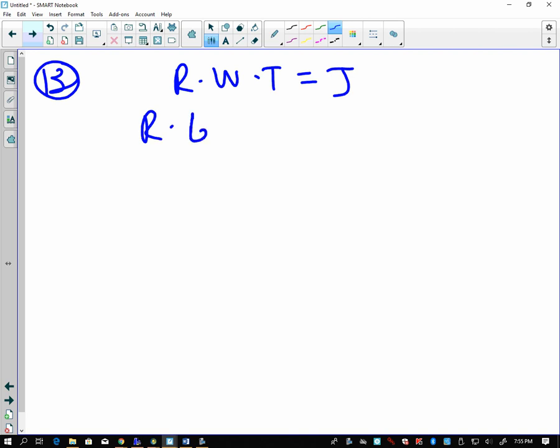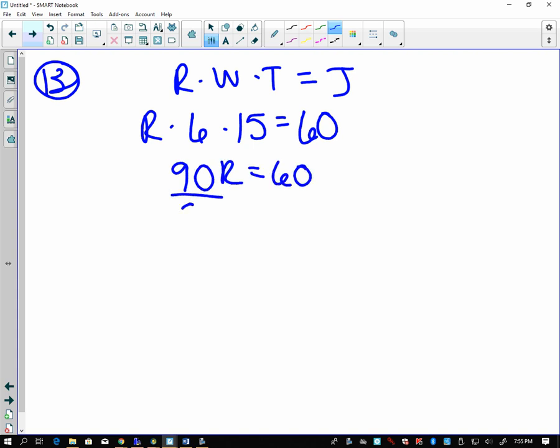Let's see, we've got 6 soccer players. They can eat in 15 minutes, and their job is to eat 60 hot dogs. Okay, 6 times 15 is 90, so we have 90. R equals 60 divided by 90. Okay, R equals 6/9, which is, divide by 3, 2/3. My rate is 2/3. So that's what I have to solve for first.